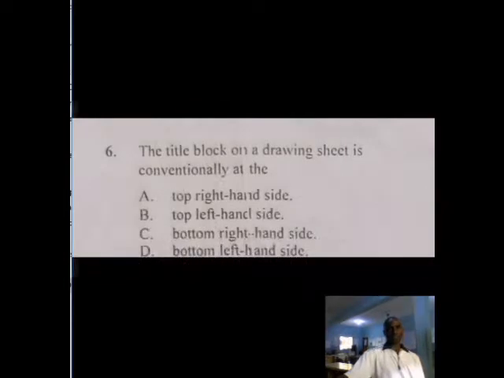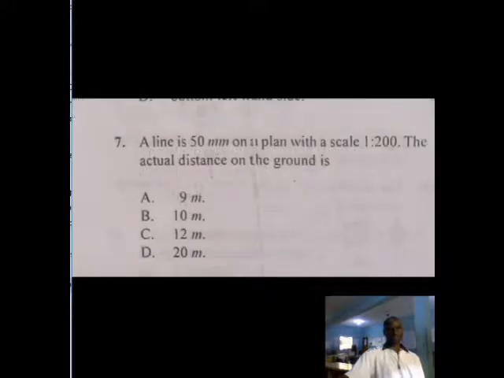Number 6. The title block on a drawing sheet is conventionally at, the answer is what? Bottom right hand side. The answer is C. Number 7 and number 8 require illustration for you to be able to understand them. Therefore, pay attention to the video below that explains these two questions.